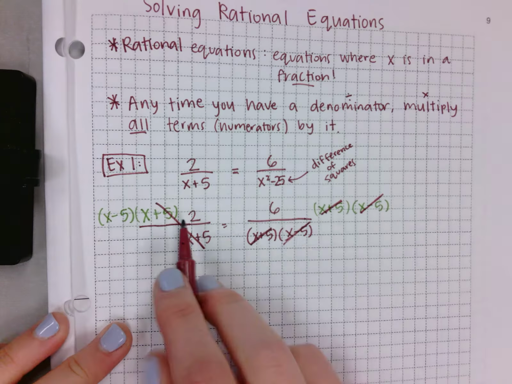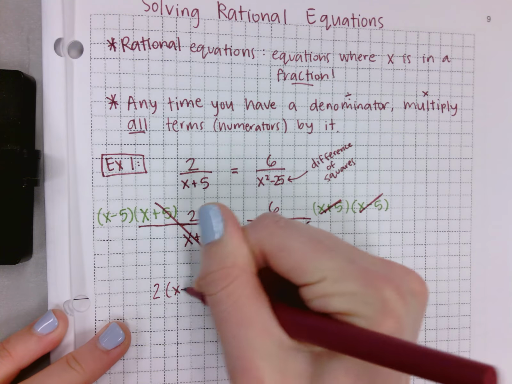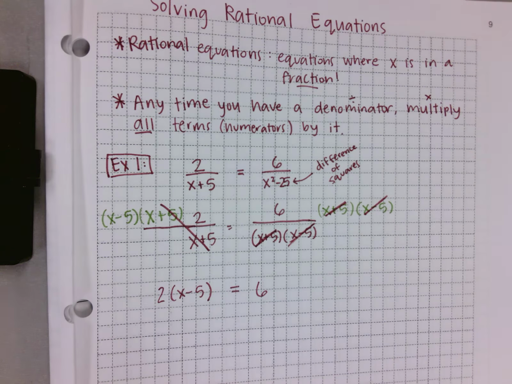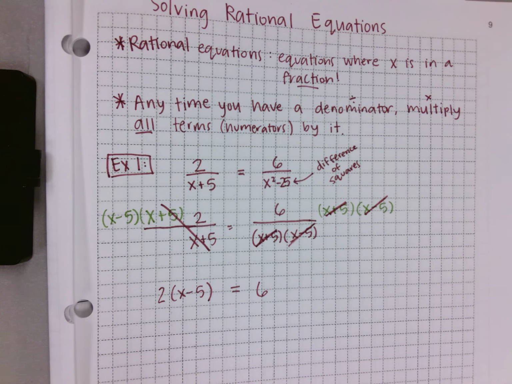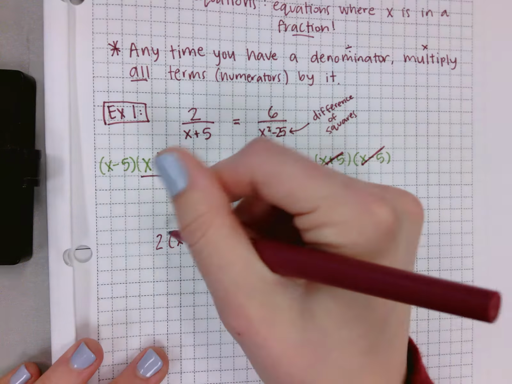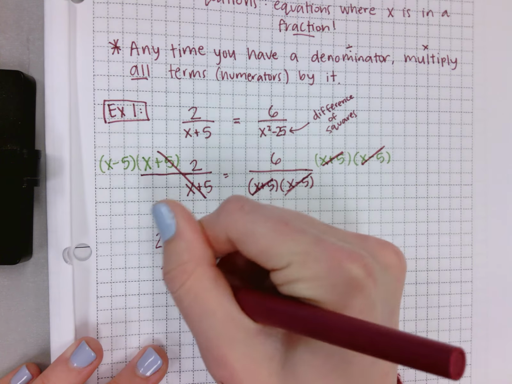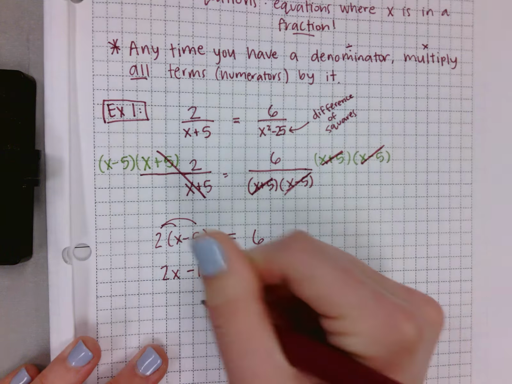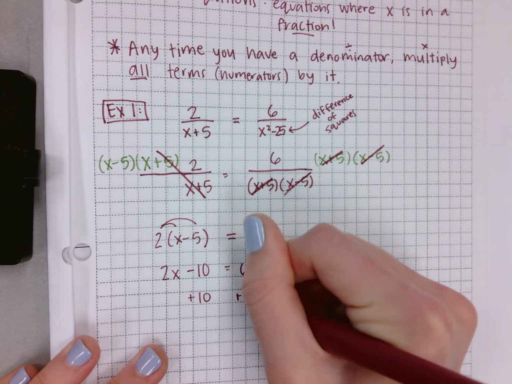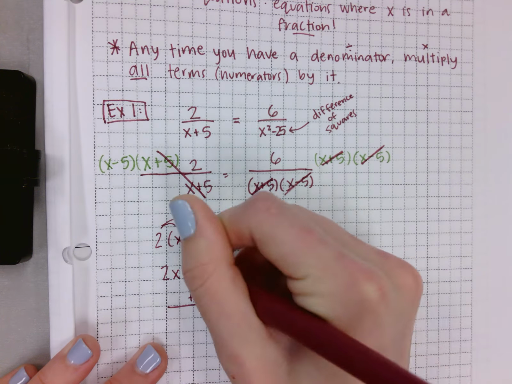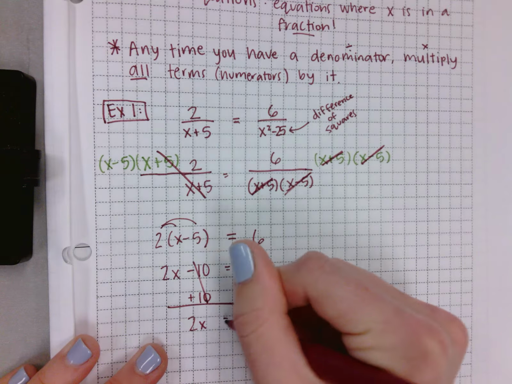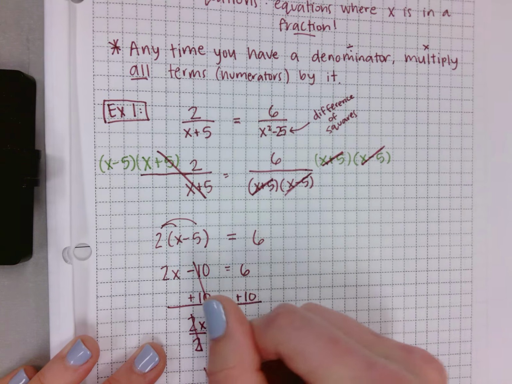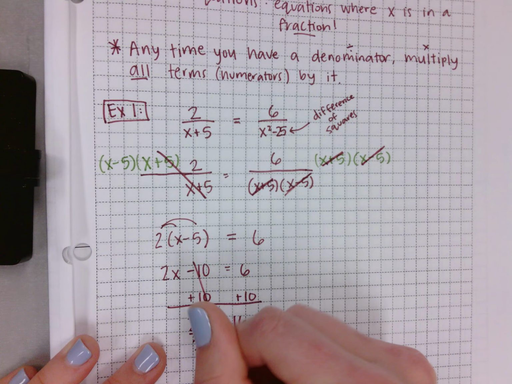And I'm left with 2 times x minus 5 is equal to 6. All that's left on that side. So again, now I have a simple linear equation. I can quickly solve this. I'll distribute my 2: 2x minus 10 equals 6. I'll add 10 on both sides. 2x equals 16. Divide both sides by 2, and x equals 8.